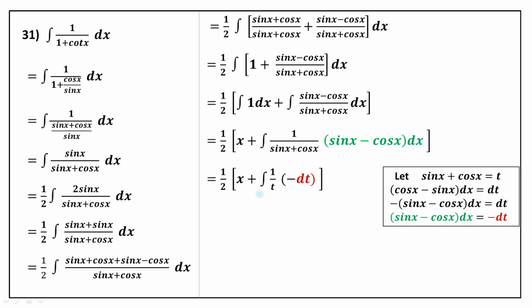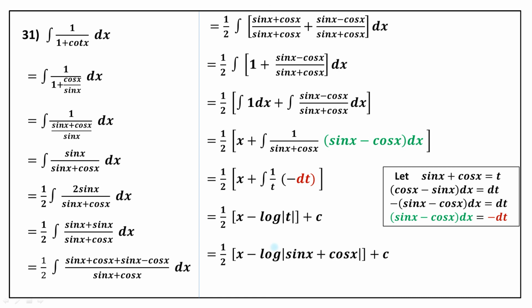So now half into x plus, substituting these things, 1 by t into integration of sin x minus cos x into dx, which is minus dt. So half into x minus integration of 1 by t, which is log mod t. The minus 1 is taken out because that's a constant, and substituting back the value of t, we get half into x minus log of mod sin x plus cos x plus c, and that's the end of this problem.